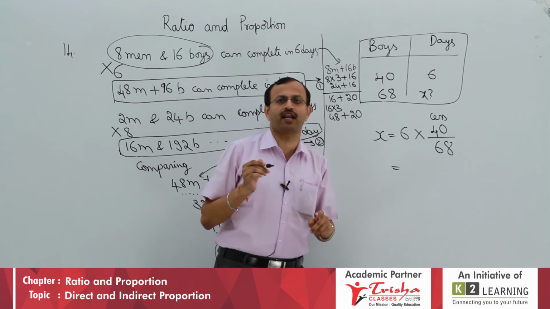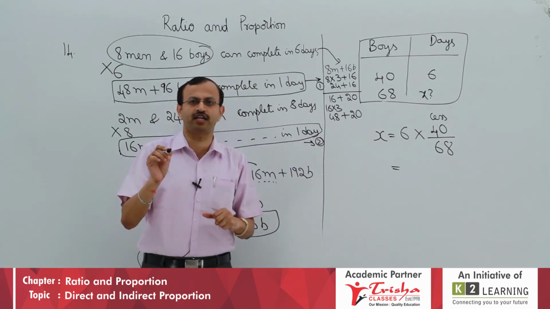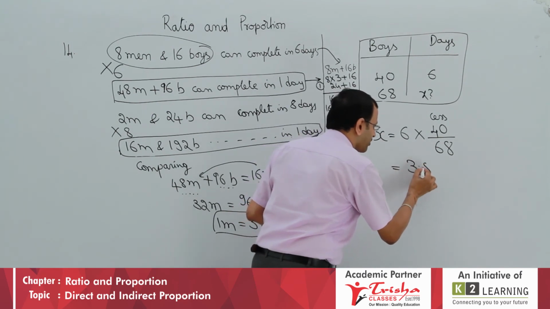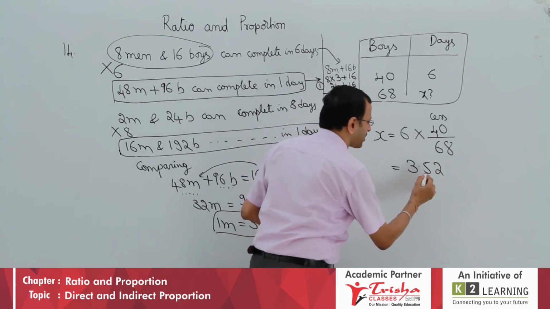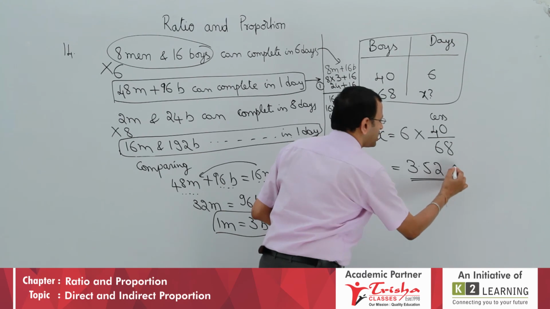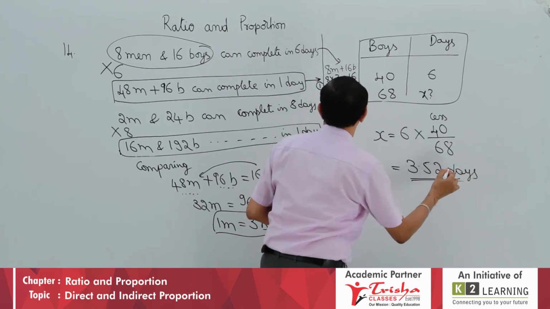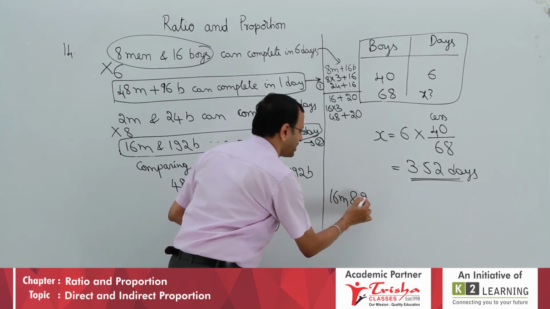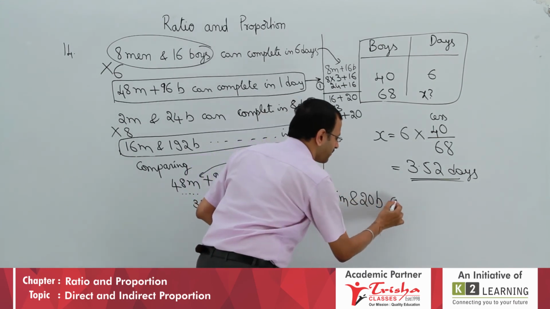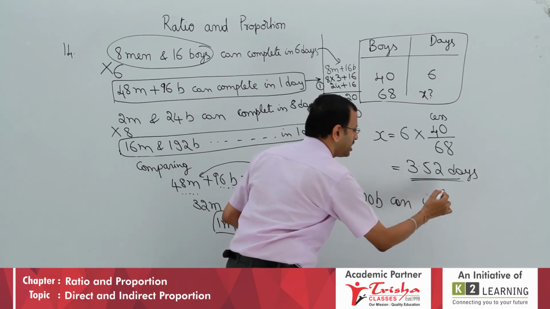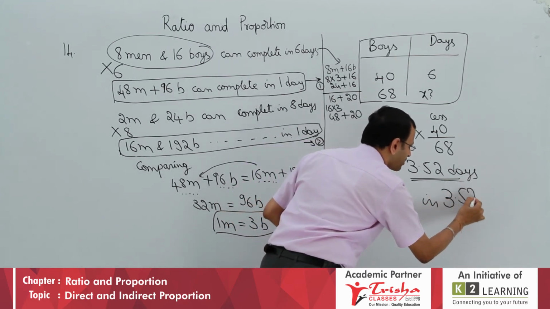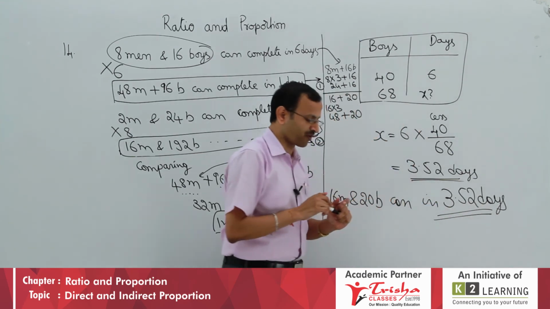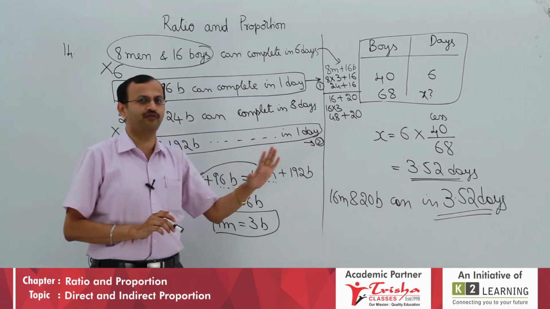Students, all of you use the calculator. 6 into 40 divided by 68, if you do, you will arrive at 3.52. It will continue, we can take 2 decimal places. 3.52 what? 3.52 days. Therefore, 16 men and 20 boys can complete the work in 3.52 days. This will come for 5 marks.